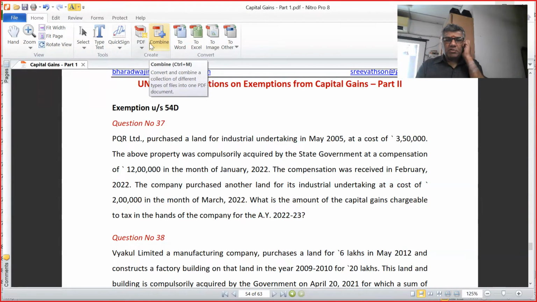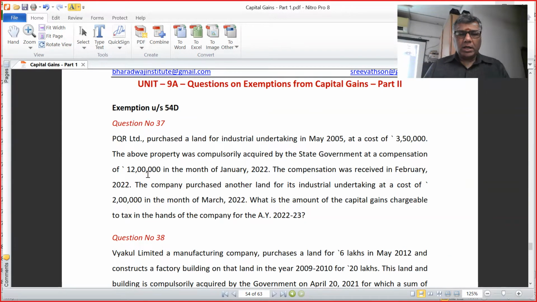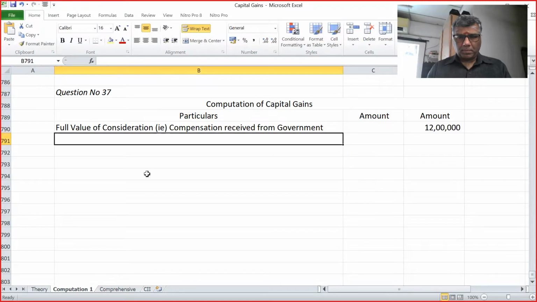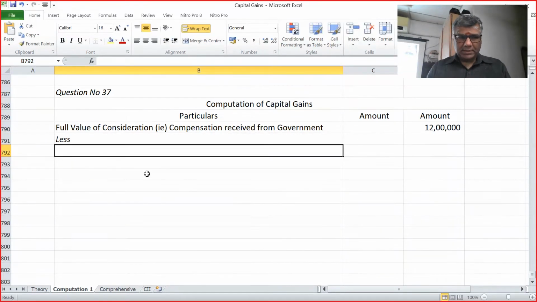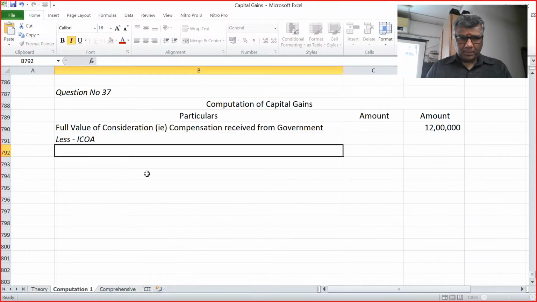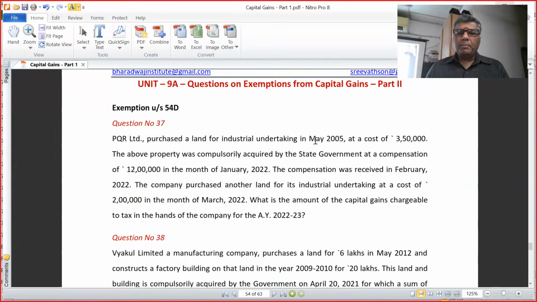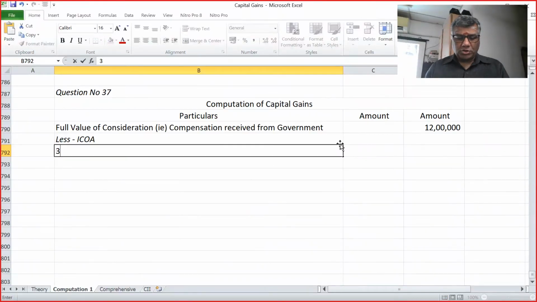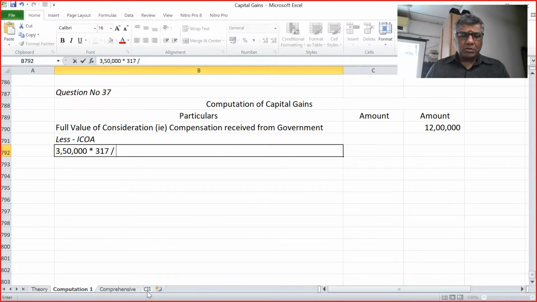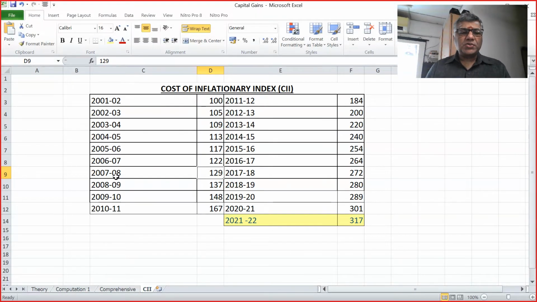Compensation received from the government is 12 lakhs. Less ICOA: May 2005 at a cost of 3,50,000 into 317 divided by the May 2005 index. So, 56,117.